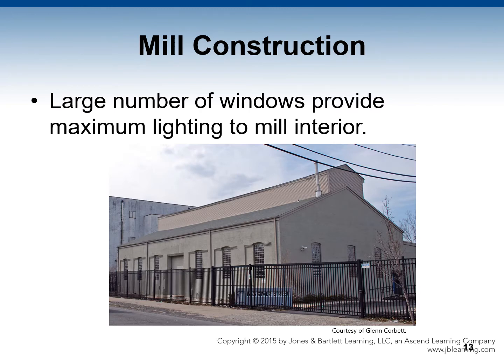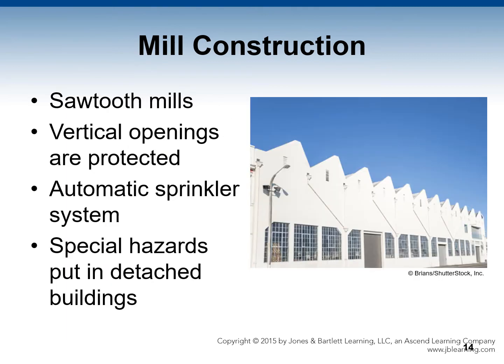A large number of windows are used to provide maximum lighting to the interior of the mill, which is this type of construction that we're talking about that you see below. One-story sawtooth mills featured a set of windows at the vertical portion of each quote-unquote tooth.